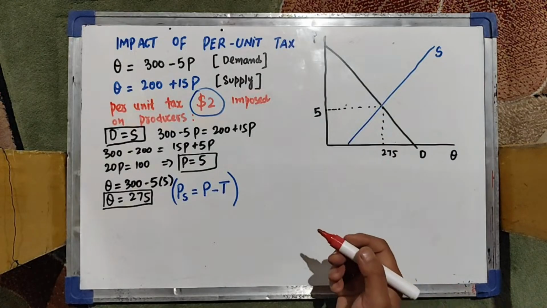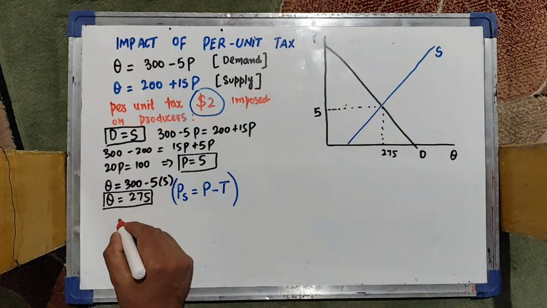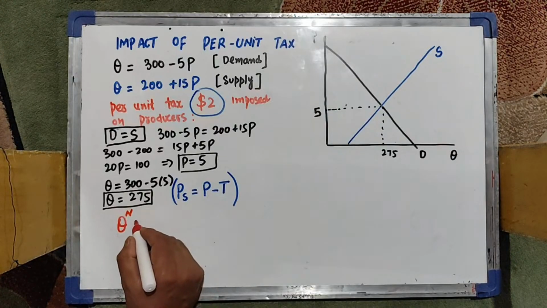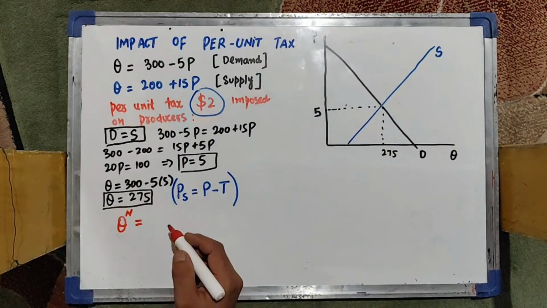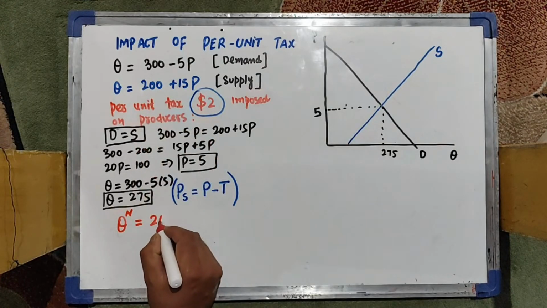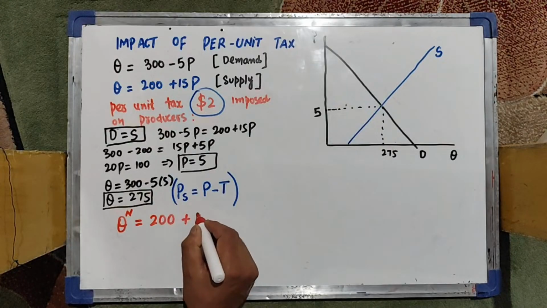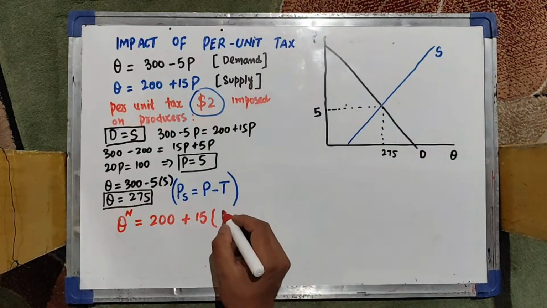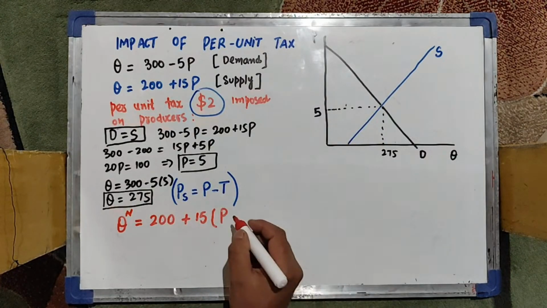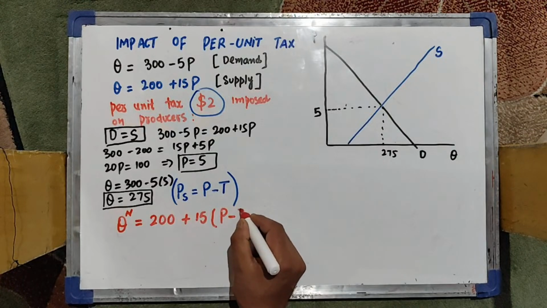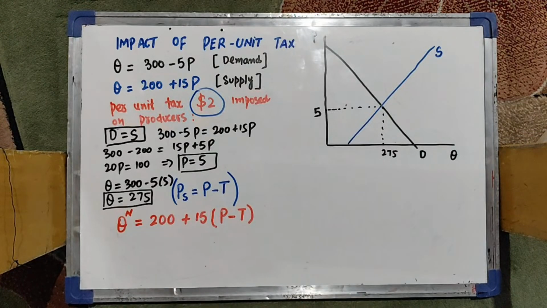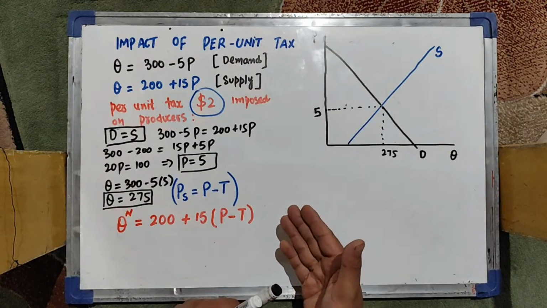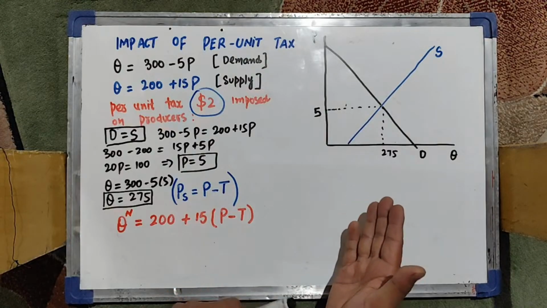Now what will be the new supply function then? The new supply function, let us denote it by q superscript n, will be equal to the initial supply, that is 200 plus 15. Now what will be the price that they will receive? They will receive the market price, from which we will subtract the per unit tax. This will be the new supply function. Why? Because imposition of per unit tax will increase their marginal cost of production.